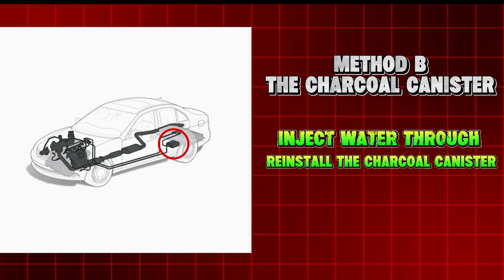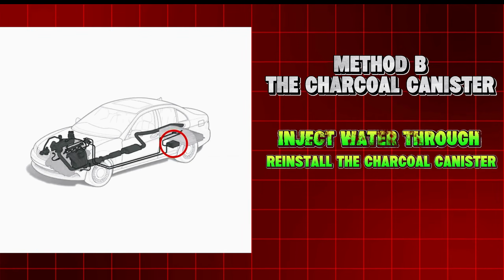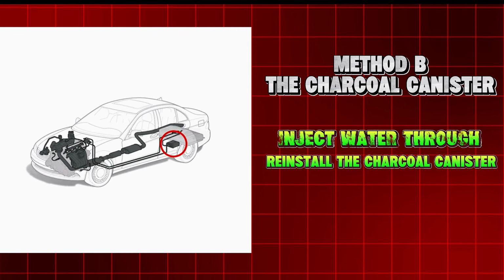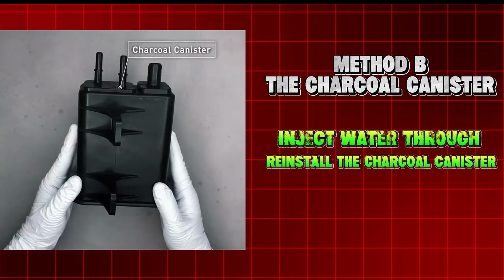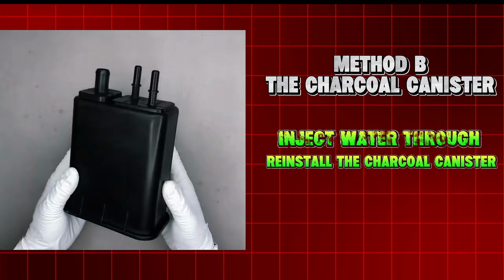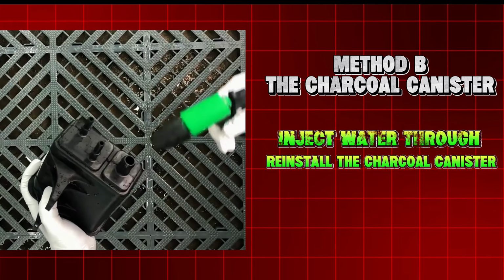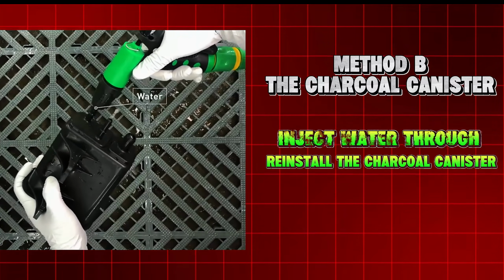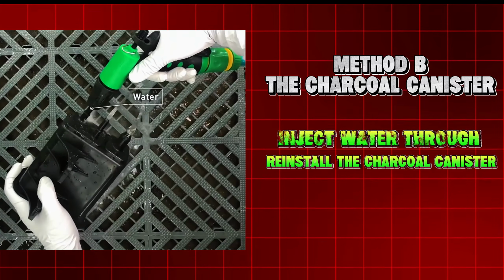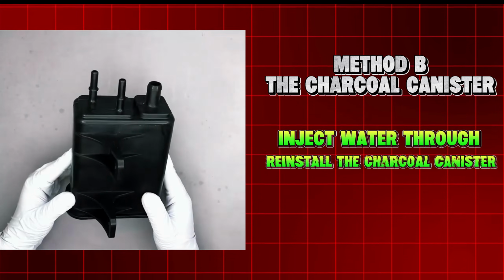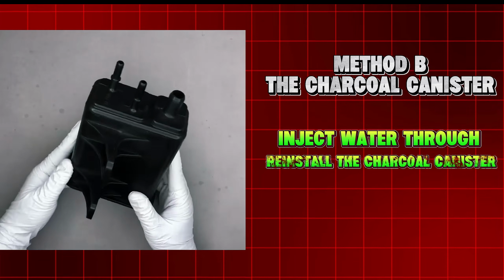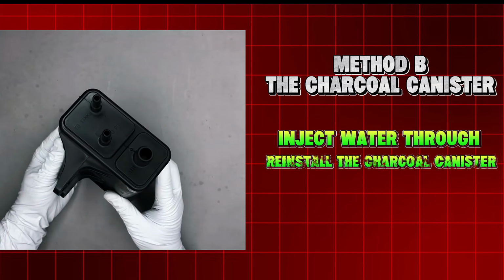Method B, the charcoal canister. Most fuel vapor canisters are located on the driver's side near the rear tire. Carefully remove the charcoal canister from your vehicle. Locate the fuel filler pipe. Inject clean water through the fuel filler pipe to flush out the charcoal canister. Allow the canister to dry completely.